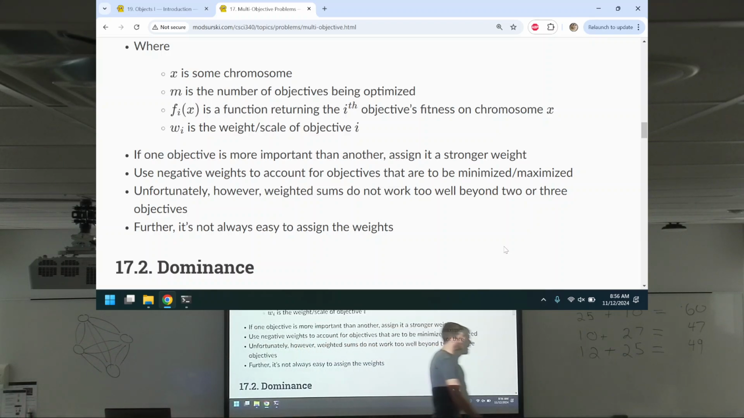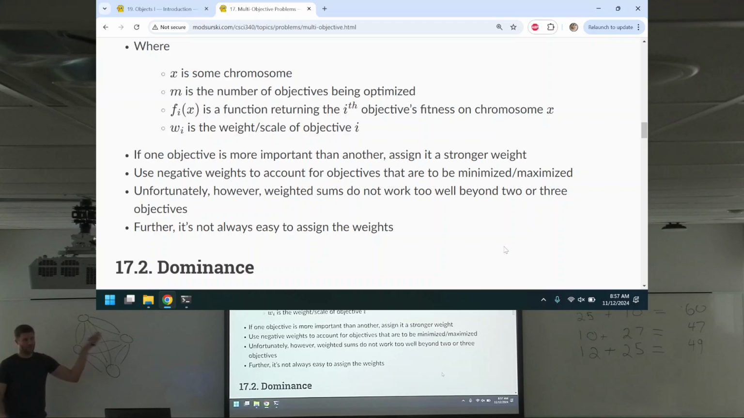So using something like a weighted sum, I want to be very clear, is very easy. It's easy in terms of implementation. It's easy in terms of understanding what it means. It's easy if you have a good sense of how much you value one feature over another feature. And it's great when you have a small number of features, things that you want to minimize, maximize, things that you're optimizing. It's fantastic. But of course, there are limitations.